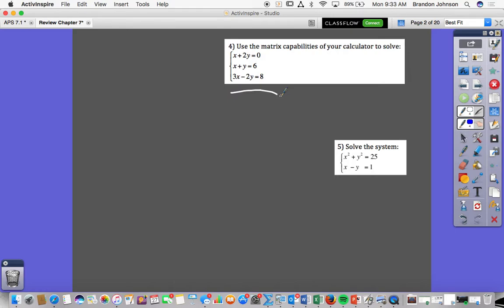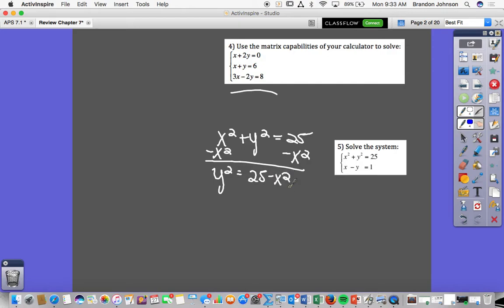If I was to solve this using my calculator, what's important to be able to get by itself? Number 5. Y, right? Exactly. So on number 5, we'd have x squared plus y squared equals 25. So get y by itself. What would we do? You would subtract x squared. Good. And then so we got y squared equals 25 minus x squared. What do we do now?